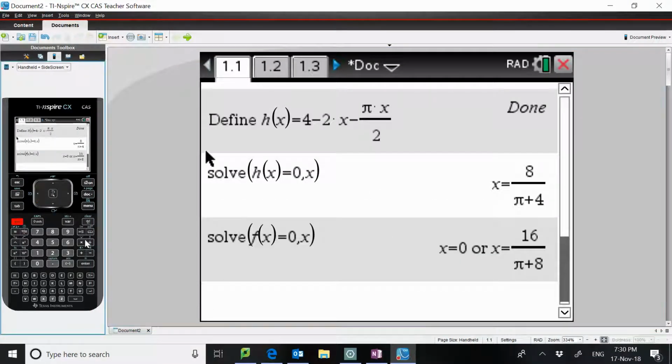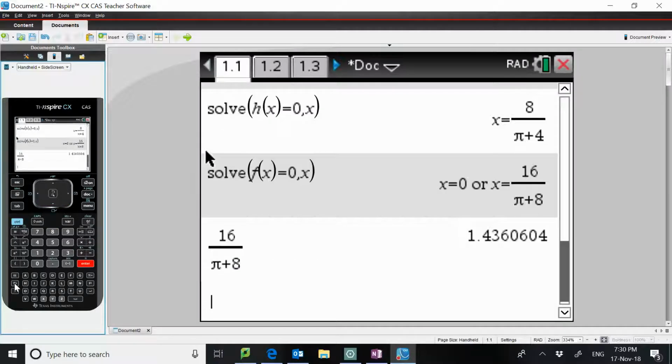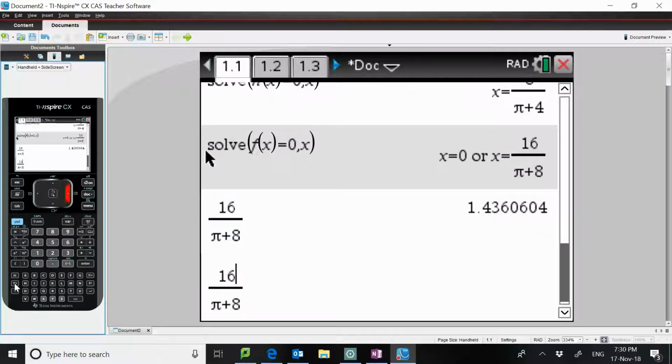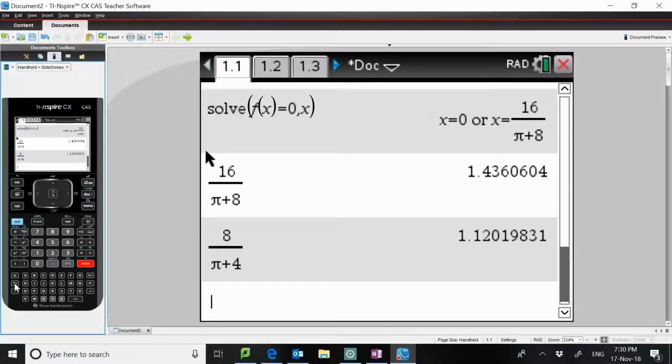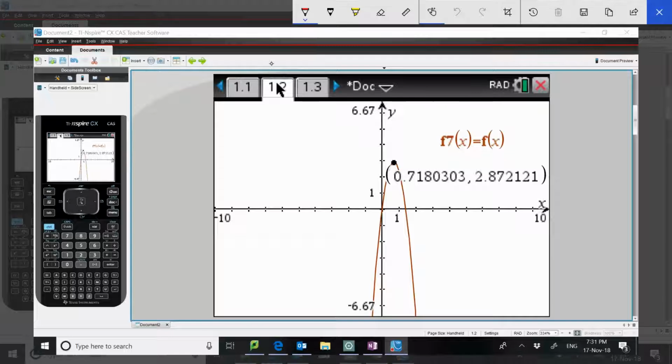So let's work this out. 16 over pi plus 8. That's 1.43, whereas the other one, which was 8 over pi plus 4. So yeah, that means the domain of r can only be up to 1.12. So that means when we sketch our graph, it doesn't go all the way up to this point. See, this point was where it's 1.43.